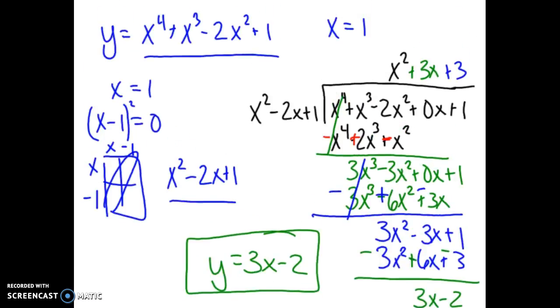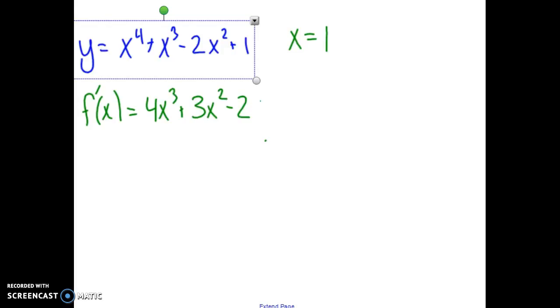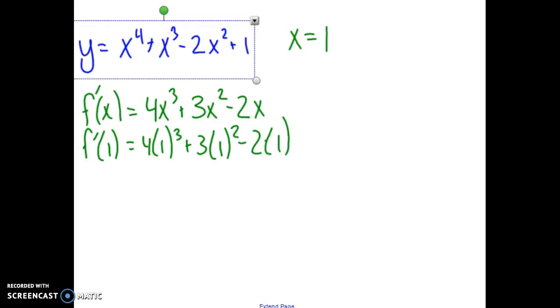So I'm going to take this original equation and find the equation of the tangent line using our other method. Again, we're finding the equation of the tangent line at x equals 1. The first thing I would do is find the derivative of this function: 4x cubed plus 3x squared minus 2x, nothing for the last one. And then I'll find the derivative at 1 by substituting in 1, hopefully doing it correctly, which gives me 4 plus 3 minus 2, which means 7, which is a 5.